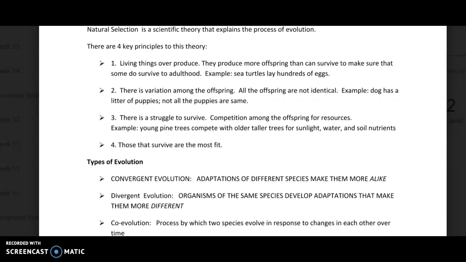Number 1 is living things overproduce. They produce more offspring than can survive to make sure that some do survive into adulthood. For example, sea turtles lay hundreds of eggs, but then very few of them actually make it to maturity.